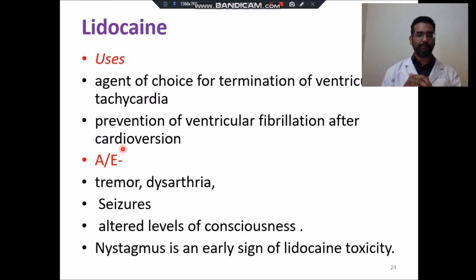Adverse effects of lignocaine: it causes tremors, dysarthria, meaning difficulty in talking, difficulty in the articulation of words. Lignocaine can cause seizures. It can alter the level of consciousness. Nystagmus is an early sign of lignocaine toxicity.